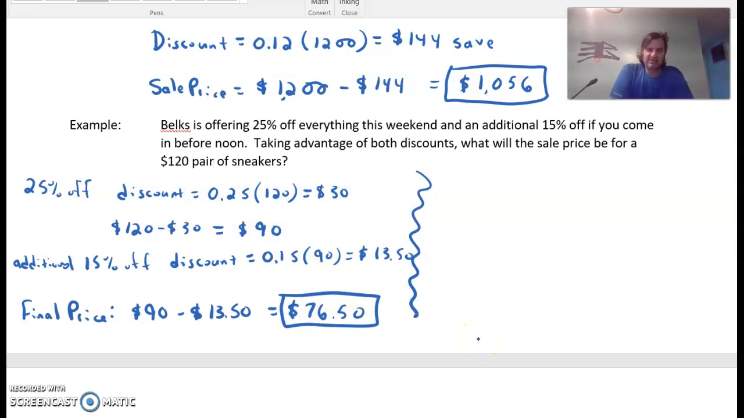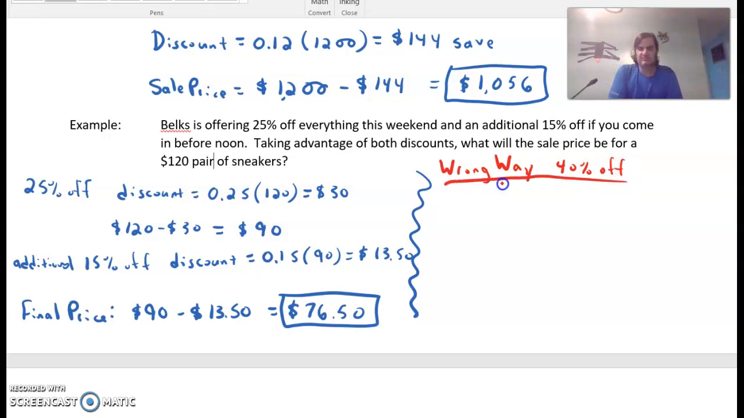Okay. So they take off 25%, and when they say an additional 15% off, they don't usually mean off of the regular price, they mean off of the discounted price. So let's try something over here, just to kind of show you the difference. I'll say it's the wrong way, of taking 40% off. So we could say that the discount this way would be 40%, which is 0.4 times the 120, would be $48.